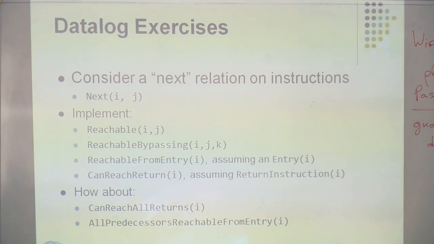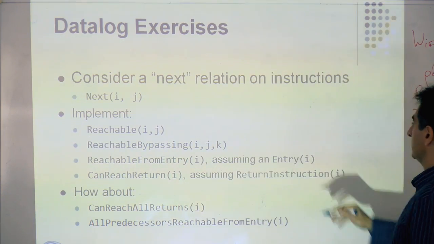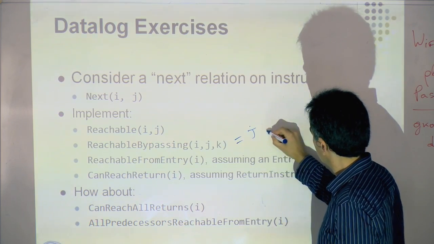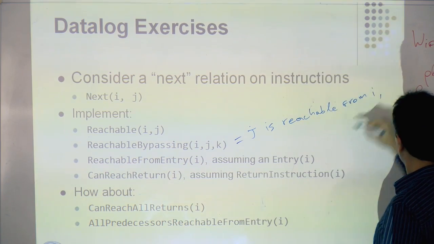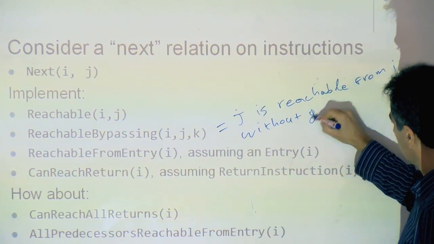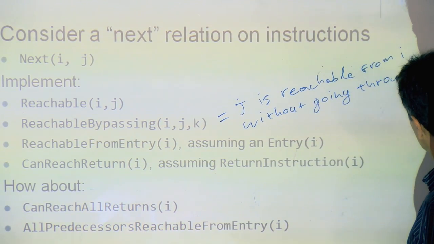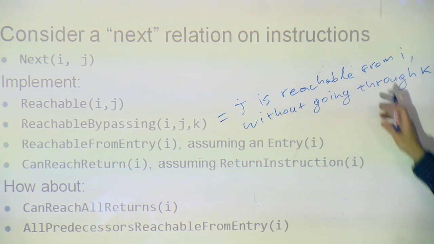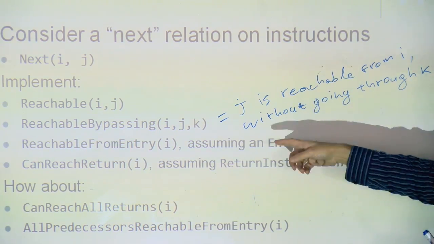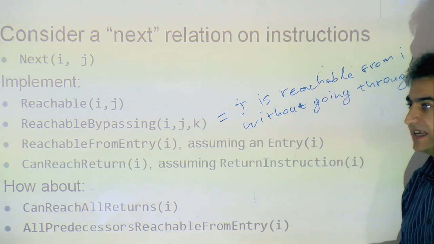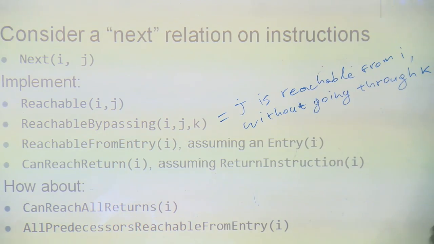Okay, so I'll go write some definitions. J is reachable from I without going through K. This means, of course, that I is different from K, J is different from K, but also no part of the path. There's a path between I and J, and no node on that path is K. There could be a different path that goes through K, but there exists some path from I to J that doesn't go through K at all. That is the meaning of the second one.